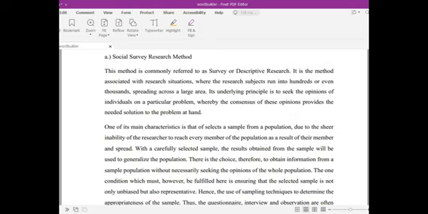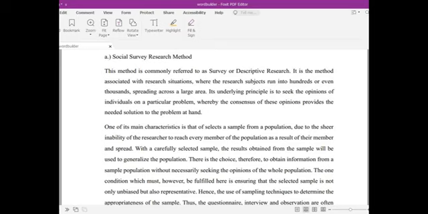With a carefully selected sample, the results obtained from the sample will be used to generalize the population. That is to say, the sample must be the right sample. That's why it's carefully selected. Since it's going to represent a particular population, it has to be carefully selected, not just any sample.